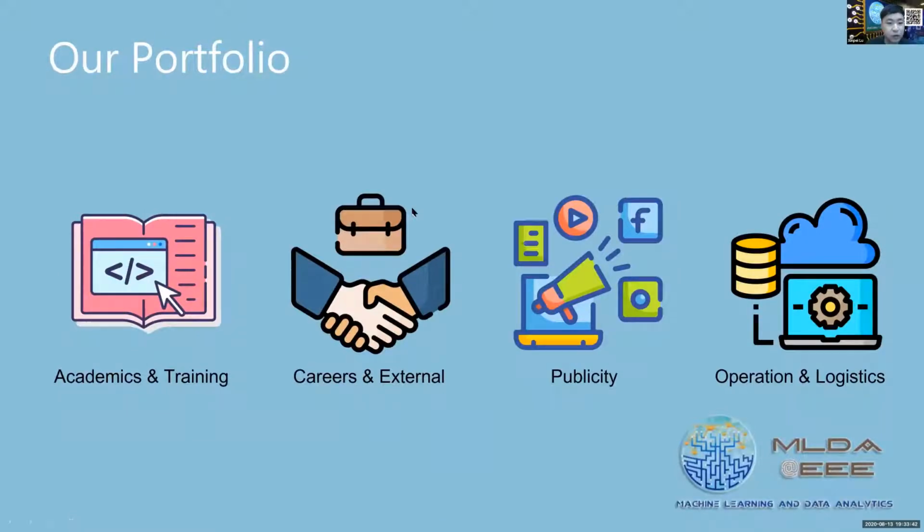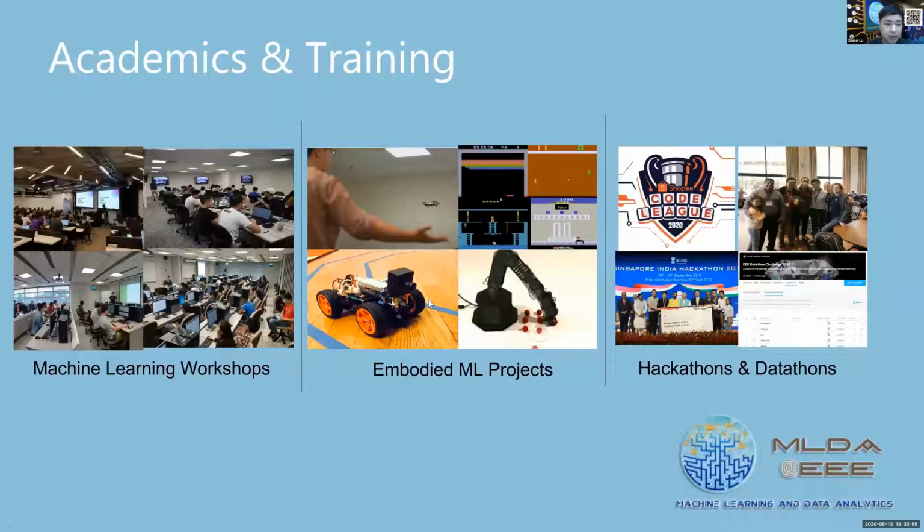And our portfolio. So basically, there are 4 pillars to MLDA: the academic training team, the career and external team, the publicity team, and the operation and logistics team. For the academic training team, we organize machine learning workshops, basically all kinds of workshops from computer vision to reinforcement learning and CNN and all that.